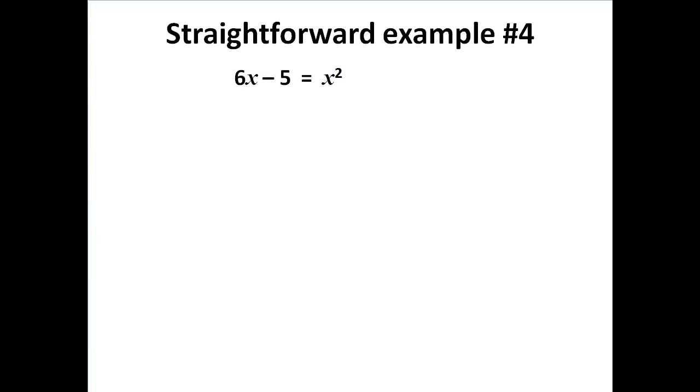This time we have the quadratic, but it's spread across the equal sign. We know it's a quadratic because it has an x squared, so we need to get everything onto the side with the x squared. It's very important that we move the 6x minus 5 to the right because we need a positive x squared when we come to factorising.